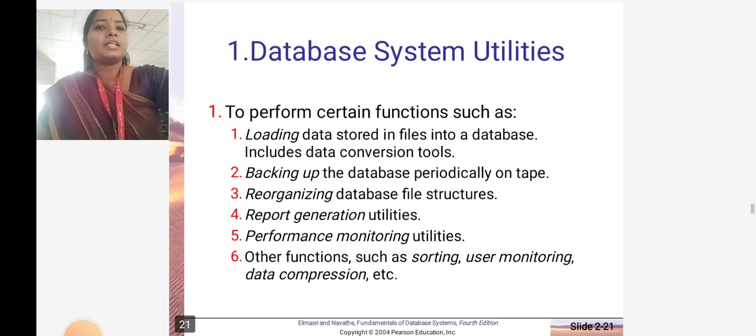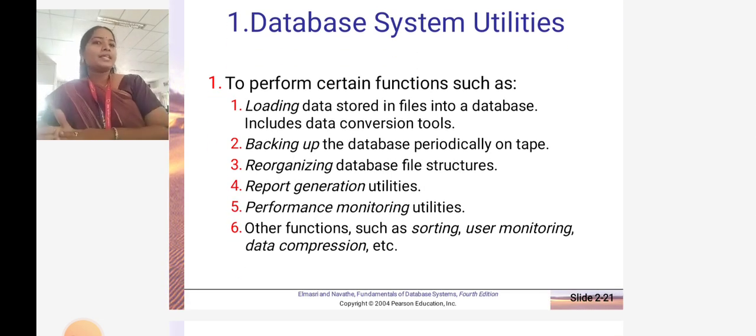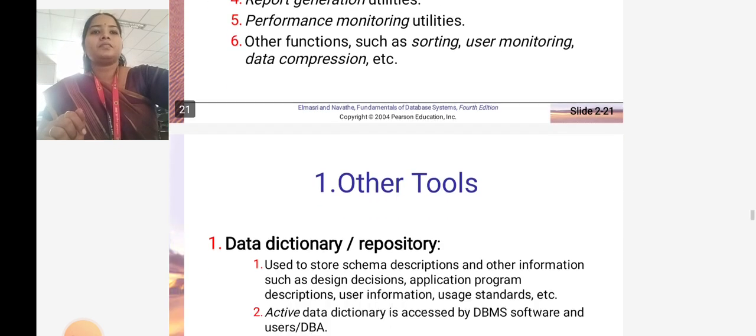So what are the system utilities here? They perform certain functions such as loading data stored in files into a database, which includes data conversion tools, backing up the database periodically on tape, and reorganizing database file structures. Report generation utilities and performance monitoring utilities are also there. Other functions such as sorting, user monitoring, and data compression will also be there. These are the utilities carried out by the database administrator to protect the integrity, redundancy, and security of the database systems. So, thank you so much.